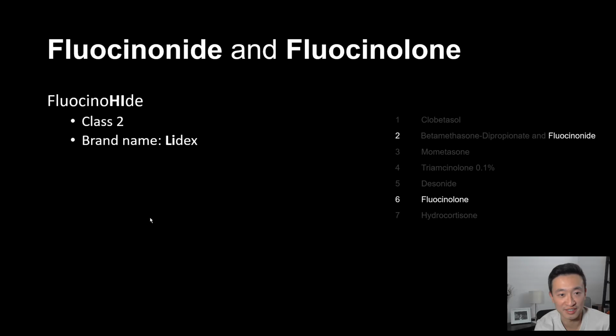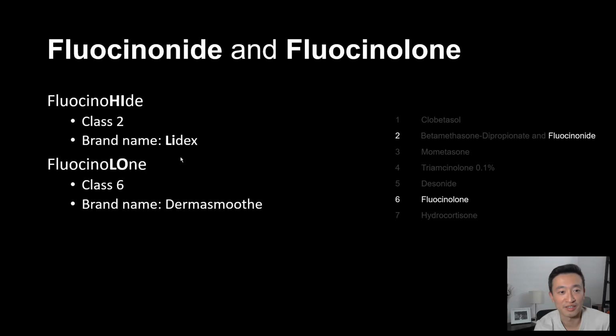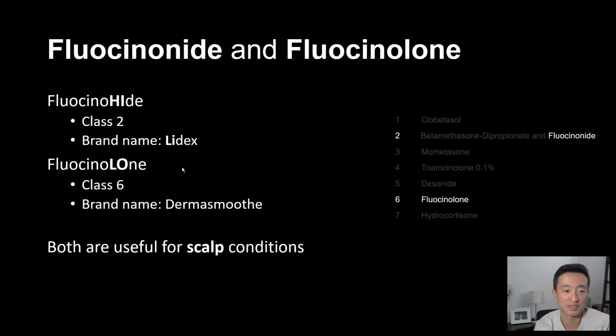dose. Fluocinolone is a much weaker topical steroid. It has almost the word low in it, so that one is class 6. That one is branded as Dermasmooth, and that's an oil that you typically can use in the scalp. So these 2 actually have some things in common, in addition to their name. Both are useful for scalp conditions, and sometimes they're actually denied by insurance.